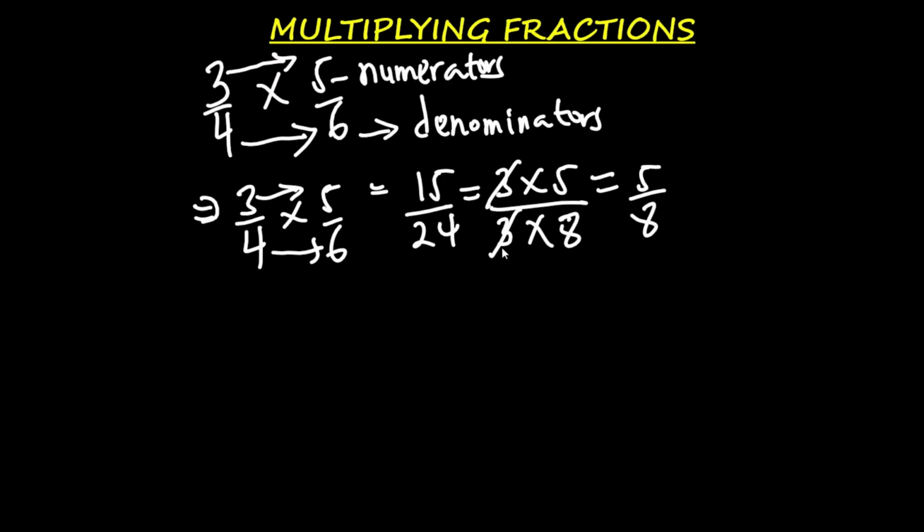When they cancel, they go away, leaving the 5 and the 8. Now I can't simplify further, because even if I break the 8 into two numbers, there's no number up here that can cancel. So this is the lowest term, 5 over 8. So this is how it is. Now let's go to example number 2.